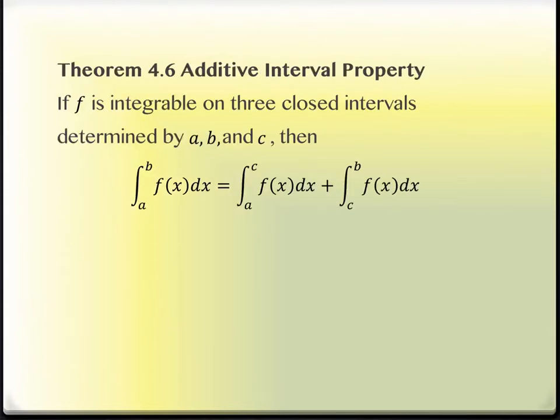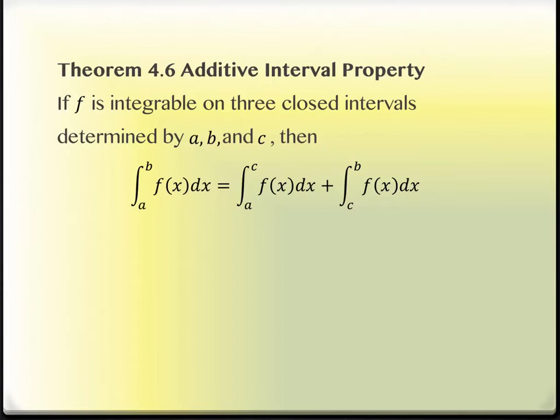All right, 4-6, additive interval property. We mentioned before that if it's continuous, it's automatically integrable. But I also mentioned that there are some things that are not continuous that we can still find integrals for. We can do that because we can break it apart into pieces that do work, and here's how. If f is integrable on 3 closed intervals determined by a, b, and c, then the integral from a to b of f of x is the same as the integral from a to c plus the integral from c to b, if c is in between a and b.